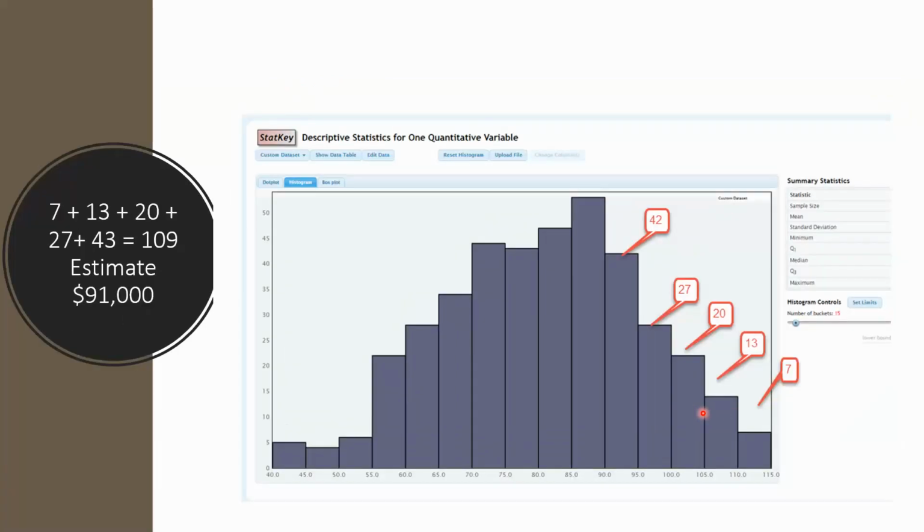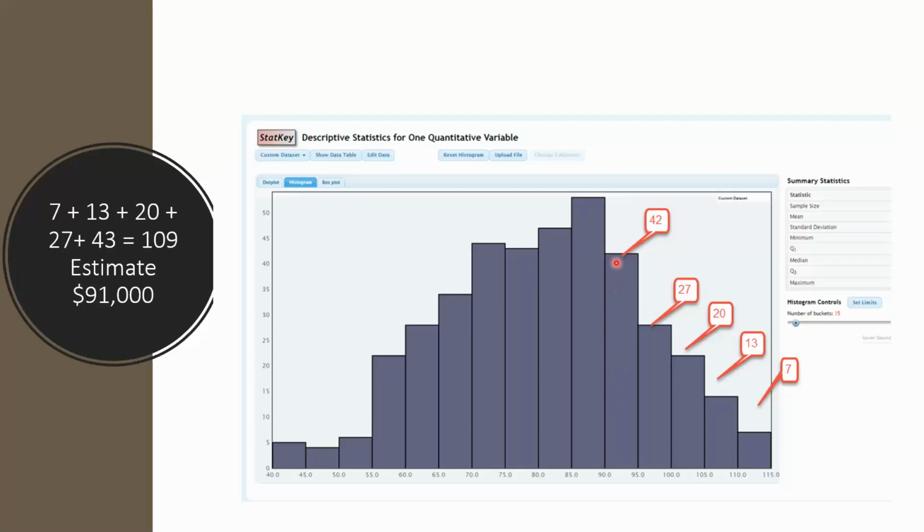But to do this, first of all, remember that there's 400 employees here. So 25% of 400 is 100. Where are the top 100 employees? So I estimated the heights of each of these bars, 7, 13, 20, 27. I added 7 and 13 is 20, plus 20 more is 40, plus 27 is 67. So 67 employees make more than 95,000 a year. Now this 42 takes us all the way up to 109 employees. Well, I don't want to know 109, I want to know 100.